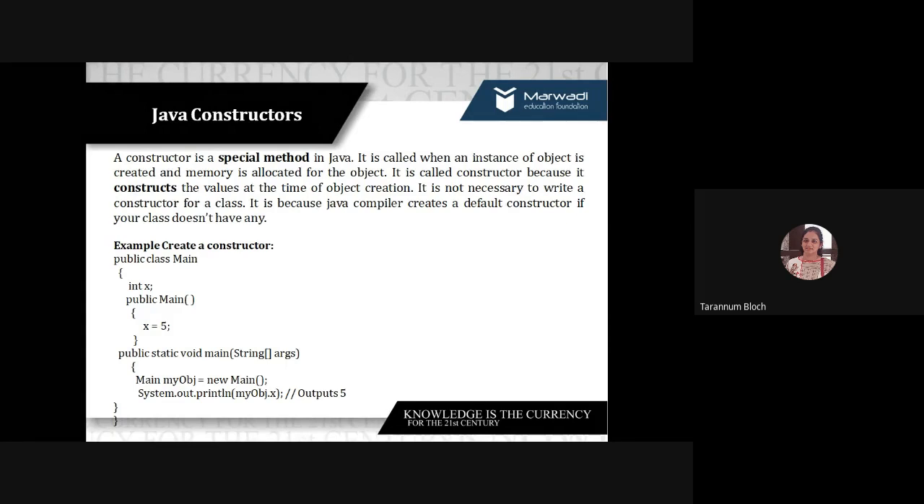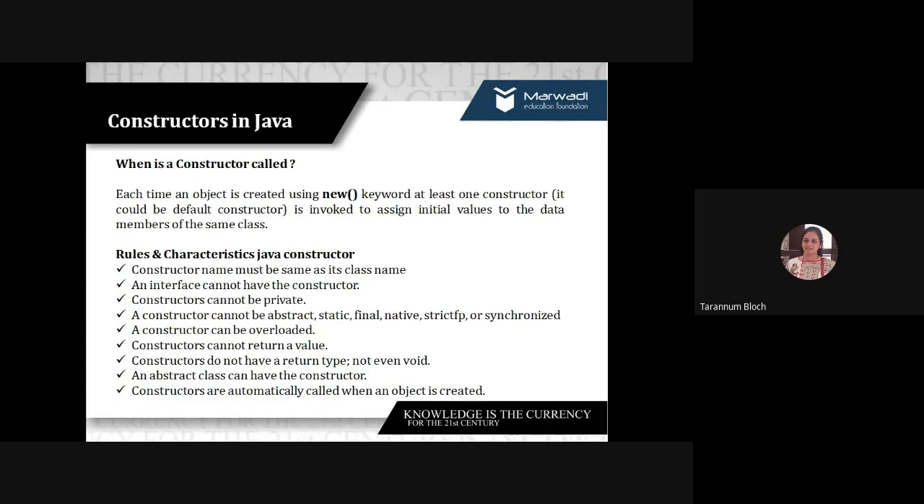Okay. Now, when is the constructor called? Your compiler calls the constructor. So as I said, each time you create an object, your constructor will be invoked. Every time whenever we use the new keyword, at that time at least one constructor will be invoked automatically, and by default, it will be the default constructor, or the second name, the no argument constructor, and it will assign the initial values.